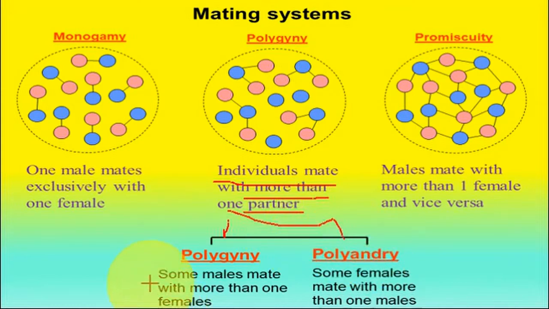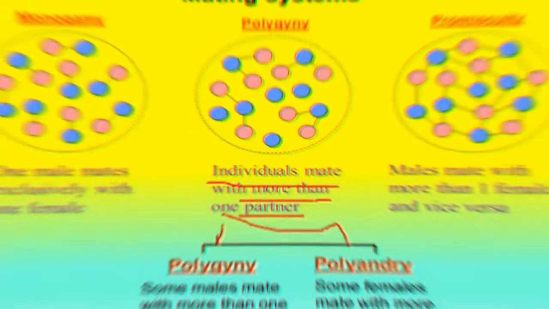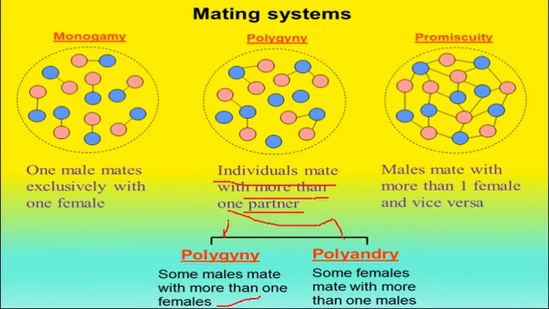In case of polygyny, some males mate with more than one female. So here a number of males are there, or one male may mate with more than one female. But in polyandry, there are females that mate with more than one male. So there one female has multiple male partners. In case of promiscuity, males mate with more than one female and vice versa. So there is no fixed condition that one male will mate with multiple females or one female will mate with multiple males. Many males may mate with many females, or many females mate with many males. So this is what the mating systems are, and each and every mating system has its own advantage of mate selection.